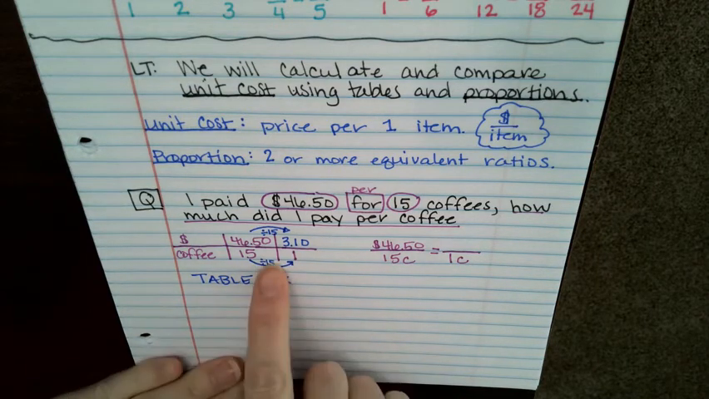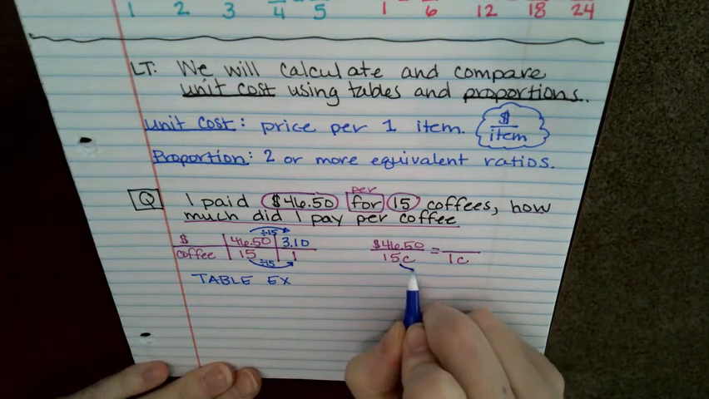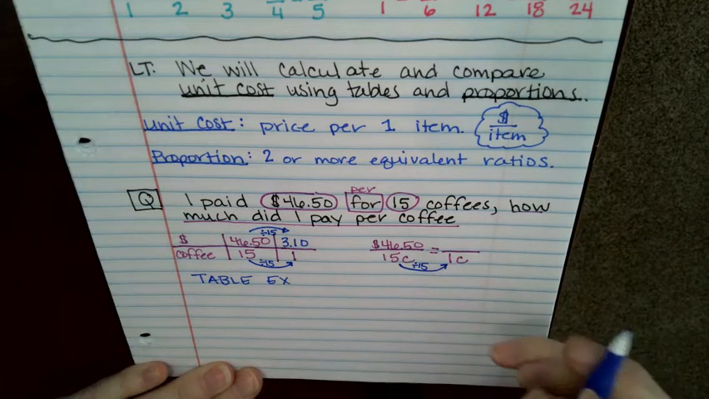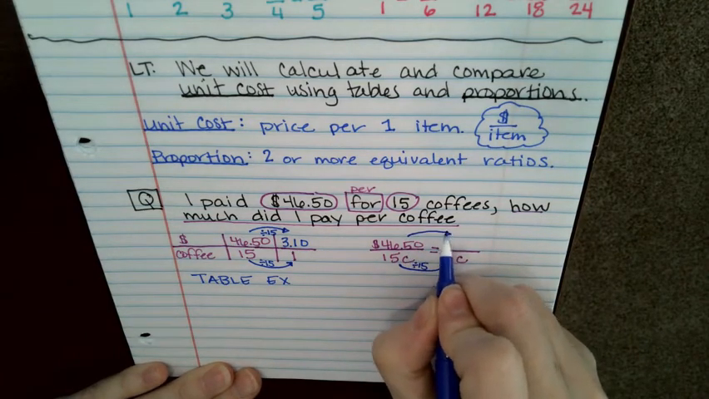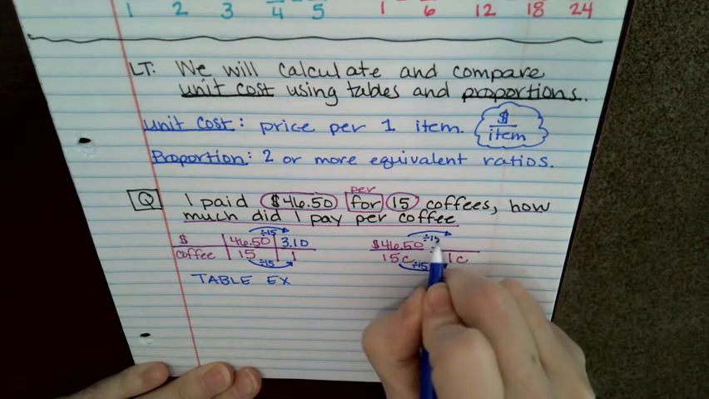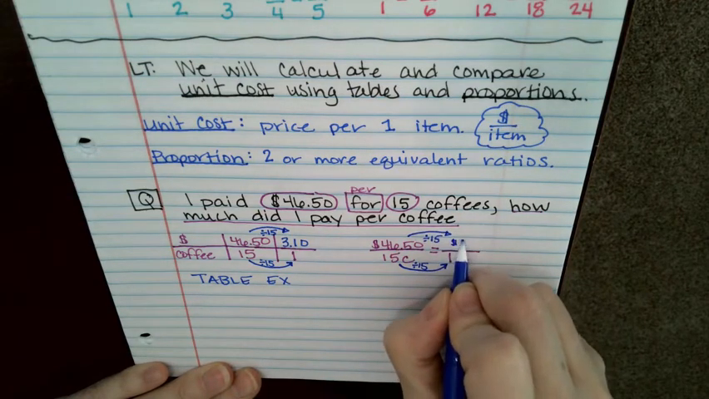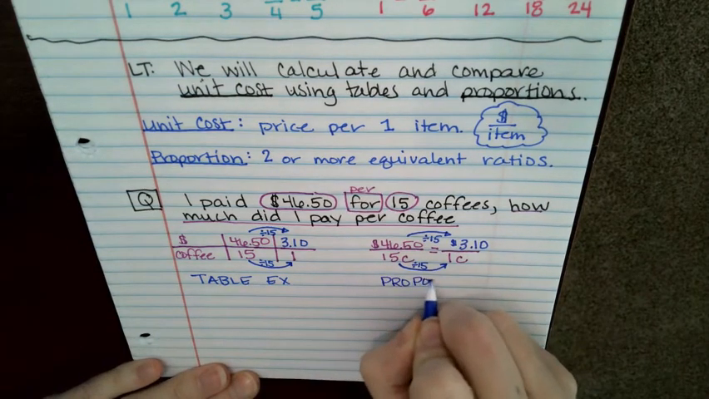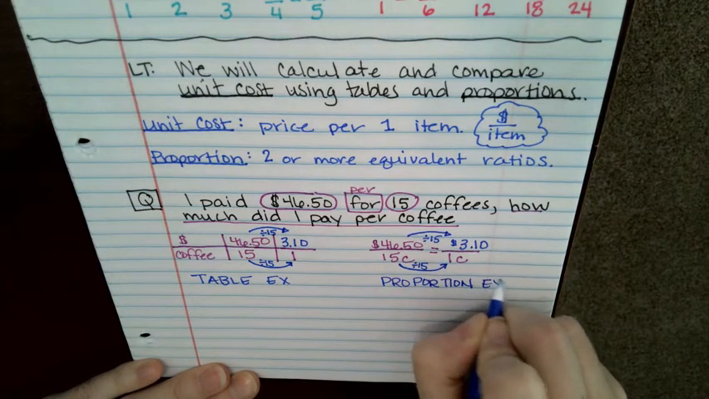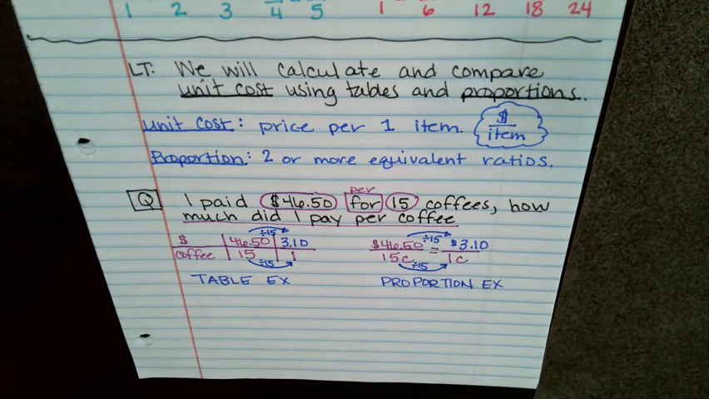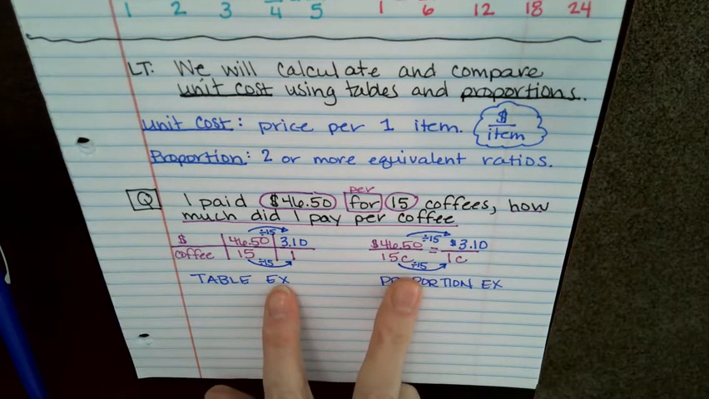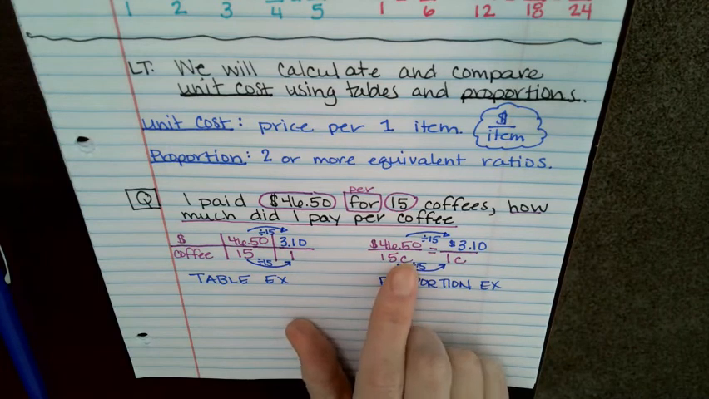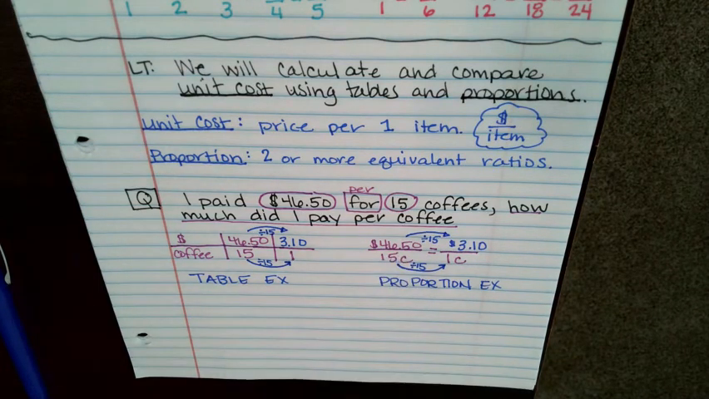You'll notice the work is exactly the same over here. I'm going to divide by 15. We know with equivalent ratios, or with fractions, whatever you do to the top, you have to do to the bottom. So I'm going to divide by 15 again, and I'm going to get $3.10. And this is your proportion example. So this is two ways to do the same problem. This is going to be more algebraic. Eventually, we're just going to drop the money and the C there, and we're just going to work with numbers, which is really nice.